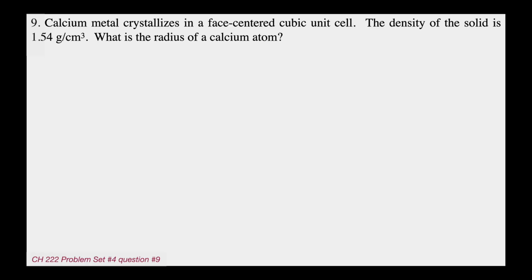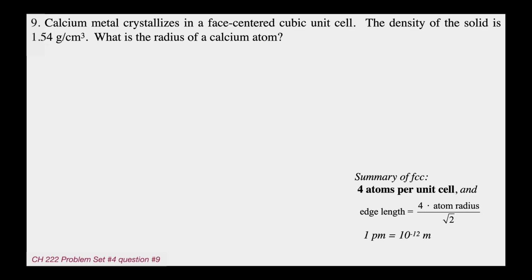Calcium crystallizes in a face-centered cubic cell. This is the FCC cell we looked at in lecture. The density of the solid is 1.54 grams per centimeter cubed. What's the radius of the calcium atom? On these kind of problems, you either start at the radius and go over essentially to number of atoms in a cell, or you can start with the number of atoms in the cell and go backwards to radius. And in the lab, we'll go through some examples of things like this.